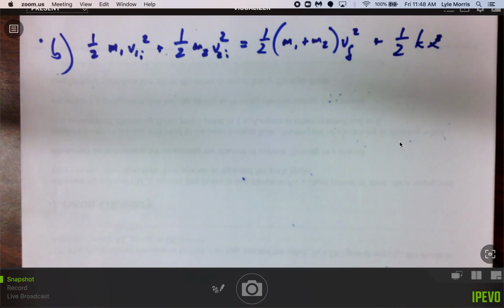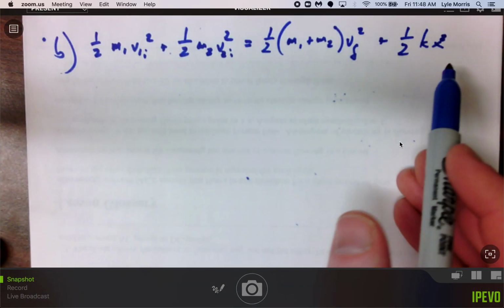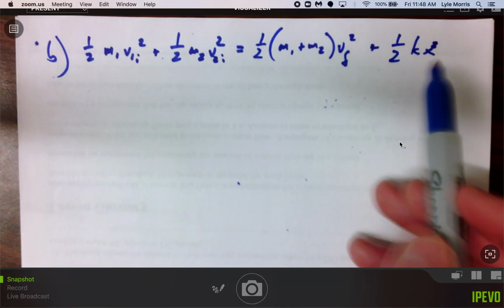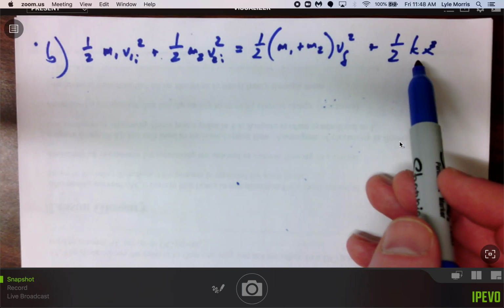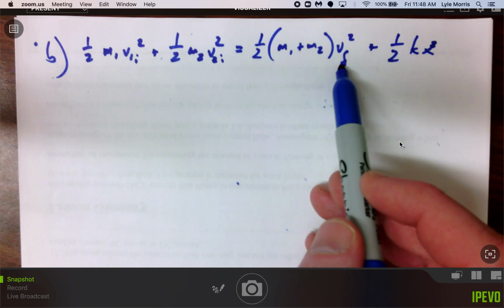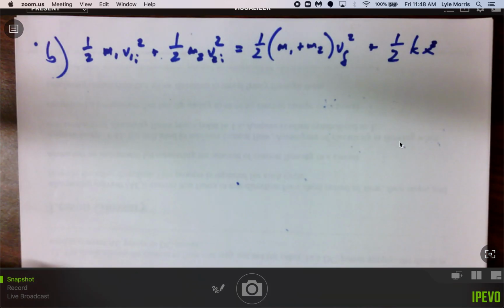Now, here's the thing. So we can cancel all these halves. Sorry, what is this question asking? Maximum compression of the spring. At maximum compression, notice these two share a velocity. It's zero velocity. If you have two things coming towards each other, do I have something springy or squishy?